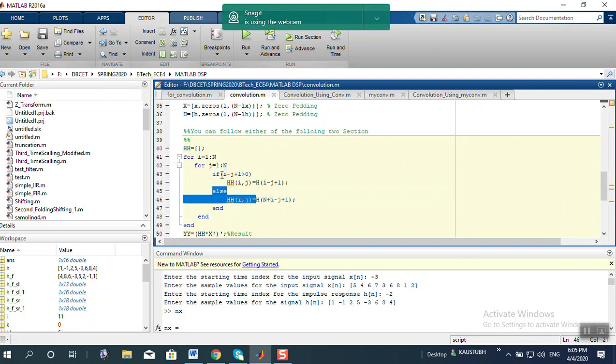Next time i is already 1, j is 2. I is 1, 1 minus 2, so minus 1 plus 1 is 0, so this is not happening. So else: h of 1 comma 2 will be h of 16 plus 1, 17, minus 1, minus 2, 15, plus 1, that is 16. So how it is happening, you see here.